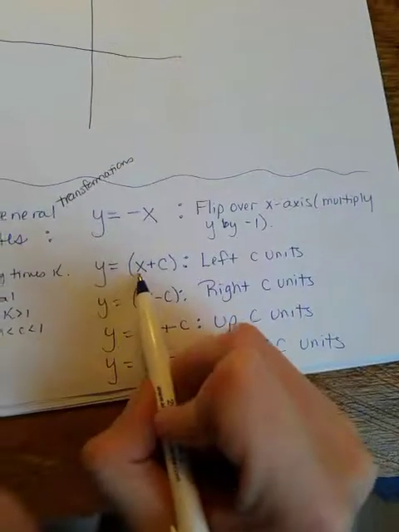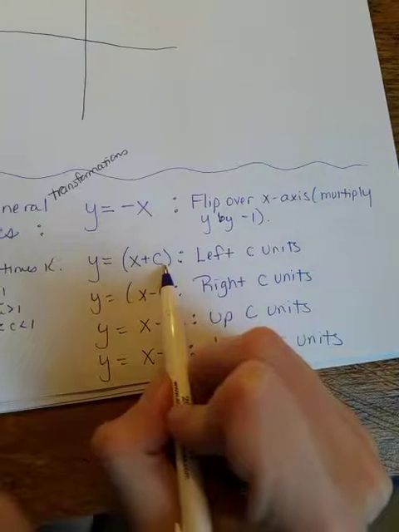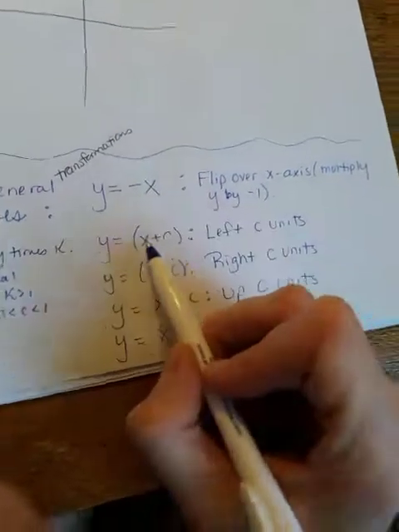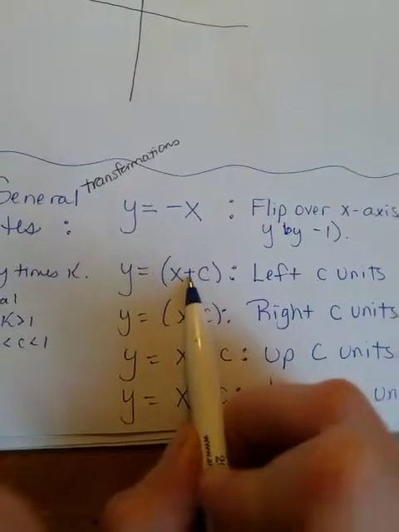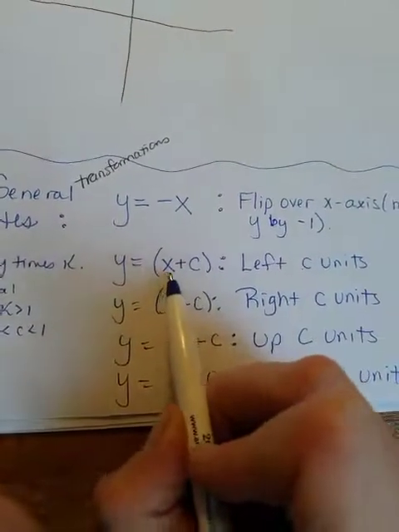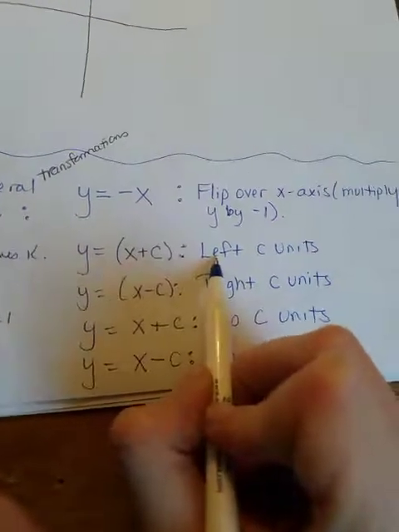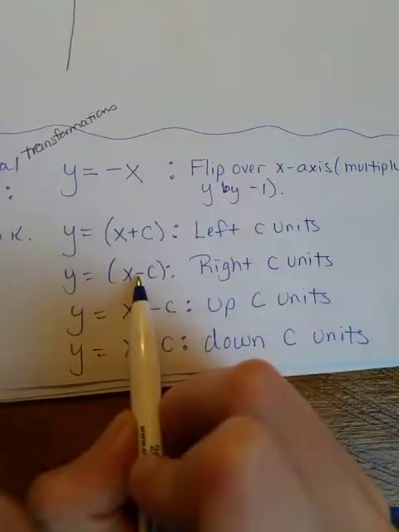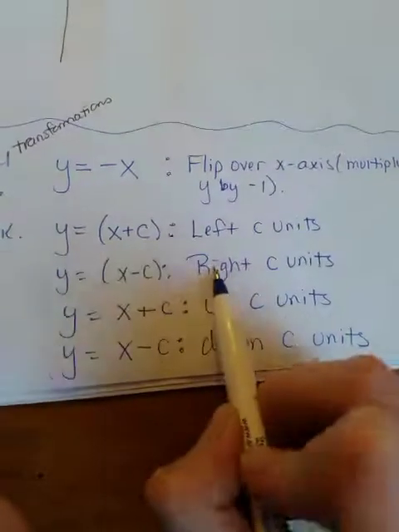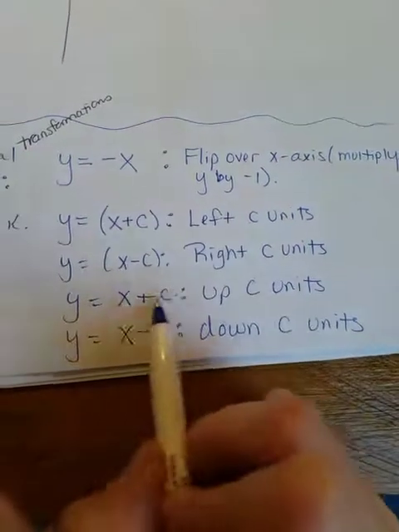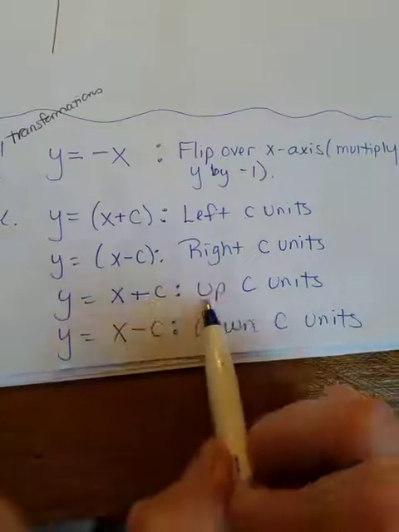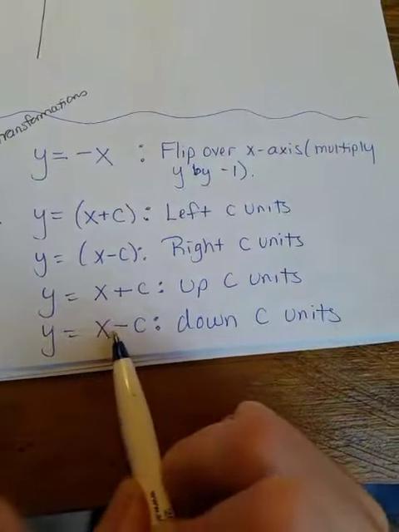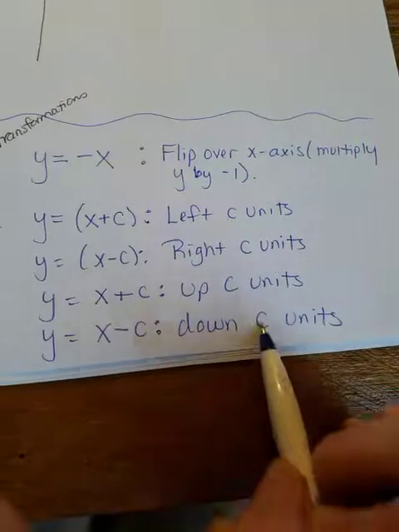If your new function has x plus some number c in the parentheses, that means you are moving c units to the left. Opposite of what we would think. Positive, we usually think right, but when it's in the parentheses with the x, we go to the left c units. When it's x minus c, this is opposite. Minus c in this case means right c units. When there are no parentheses and it's just saying x plus c, you're going to go up c units. So in this case, positive means up. No parentheses, x minus c, negative means down c units.